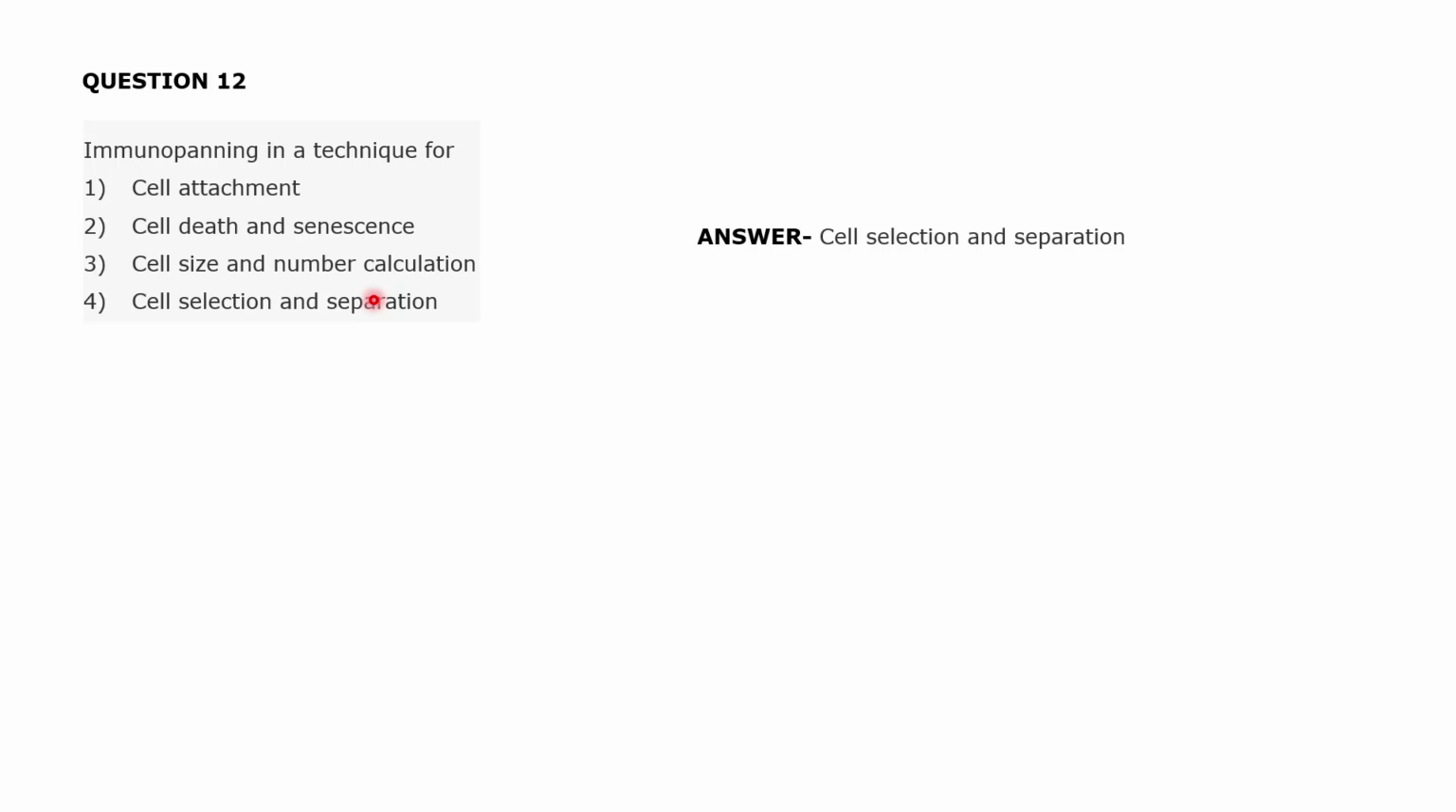Then you add an elution solution so that the antibody interaction is broken. The cell bound to the primary antibody is released into the suspension. Then you collect the suspension and transfer it into a sample collection tube. So this is what immunopanning is, similar to density gradient centrifugation as well as FACS. It is also used to separate out a particular cell population from a mixed number of cell populations. So I hope it's clear.